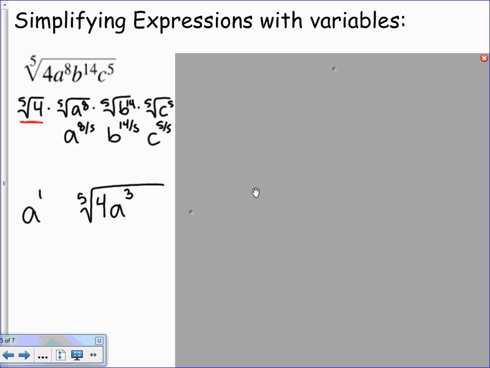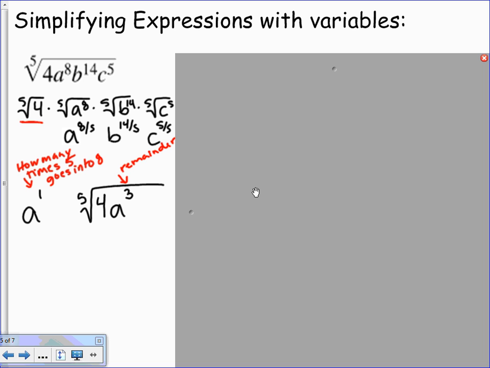So I'm going to write myself a little note. This is how many times 5 goes into 8. It is 1 time. And then this number right here is my remainder.